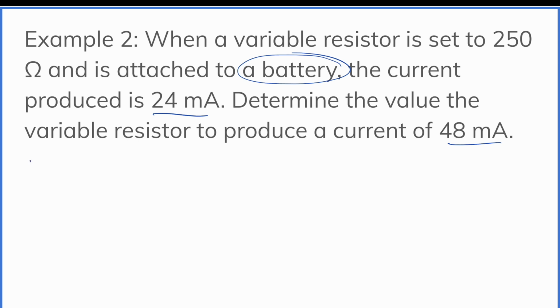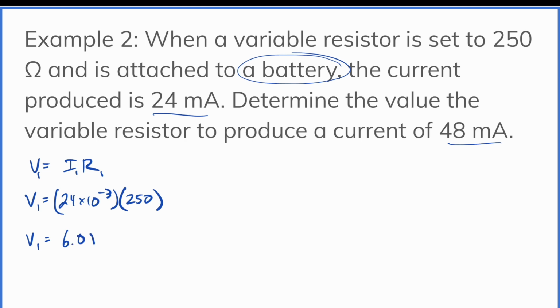Again, like the previous question, we had V is equal to IR. I'm going to put ones here because I'm talking about the first scenario. V1 we don't know. I1 we're going to say is 24 milliamps, so it's 24 times 10 to the negative 3. R is the resistance, so that's 250 ohms. And so the potential difference in this circuit is 6.0 volts. So this will remain unchanged.